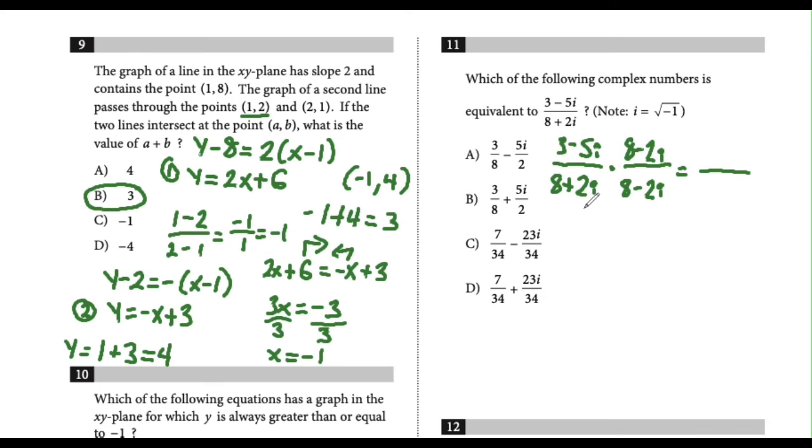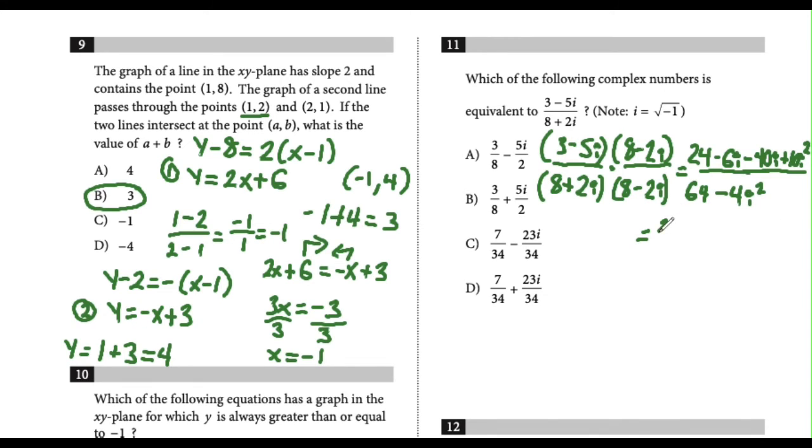If we multiply it by the bottom, these two are a difference of squares. So it's going to be the first term squared, 8 squared is 64, minus the second term squared, which is going to be 4i squared. The top, we're going to need to FOIL. 3 times 8 is 24. 3 times -2i is -6i. -5i times 8 is -40i. And -5i times -2i is going to be positive 10i squared.